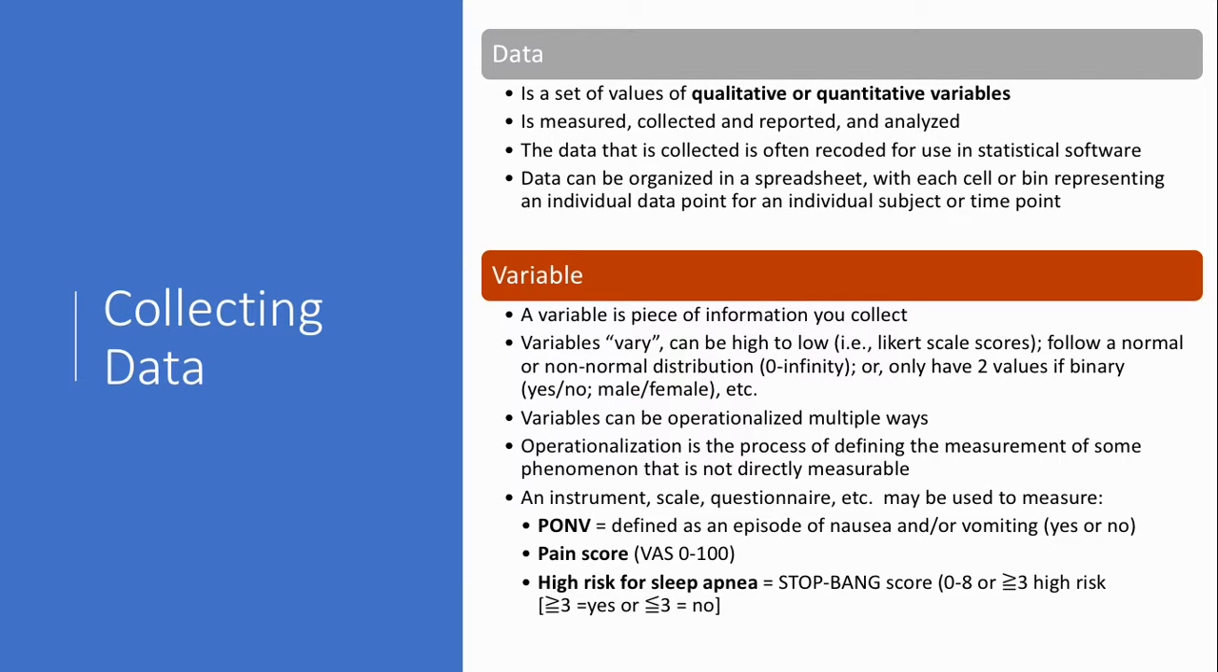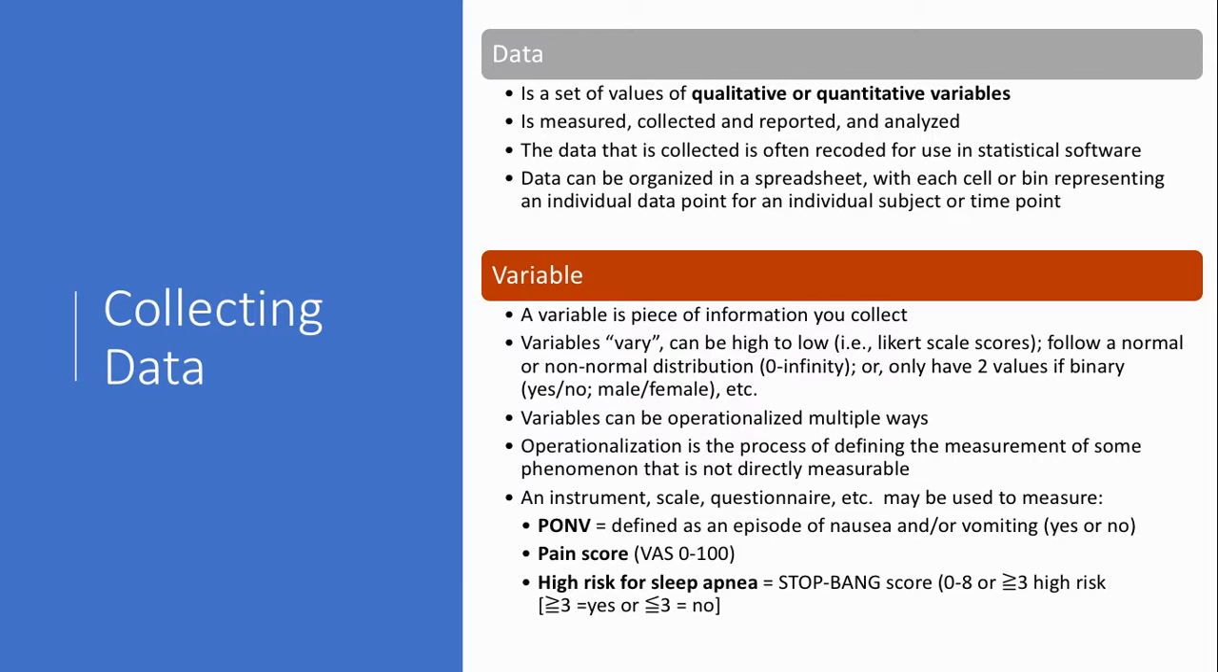And you can operationalize variables in multiple ways, like I just talked about with STOP-Bang scores. Operationalization is the process of defining the measurement of some phenomenon that is not directly measurable. And then we can use an instrument, a scale, or a questionnaire to measure that variable. One variable may be PONV, yes, no, did they have PONV? And maybe PONV may be their number of risk factors for postoperative nausea and vomiting. Another way to operationalize it. Well, I wouldn't operationalize yes, no, did they have it, but that's another variable that you could measure.